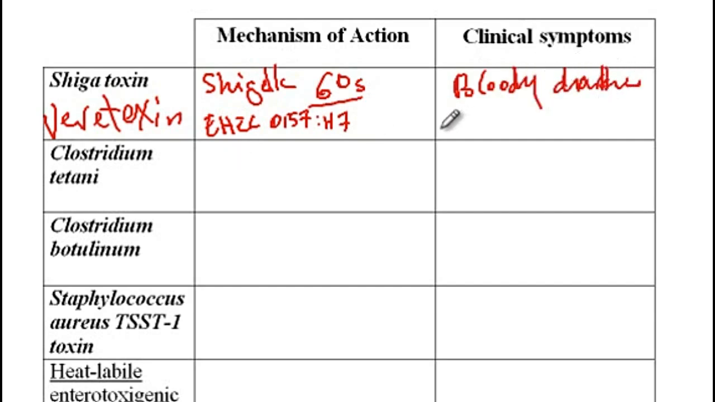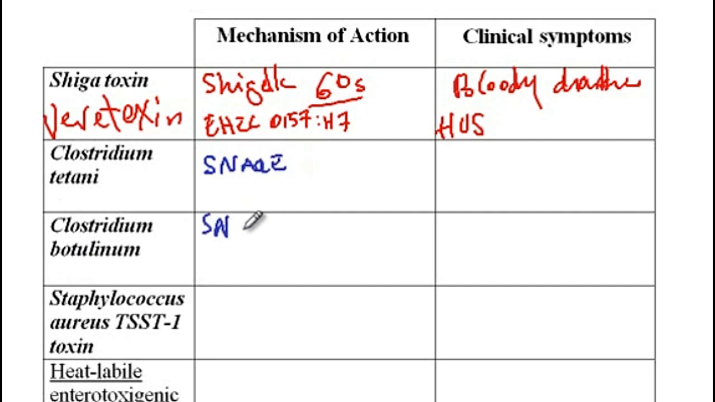And then patients may also develop hemolytic uremic syndrome, which presents with hemolytic anemia and schistocytes, thrombocytopenia, as well as the acute kidney injury. Clostridium tetani and Clostridium botulinum are working by inhibiting the SNARE protein.